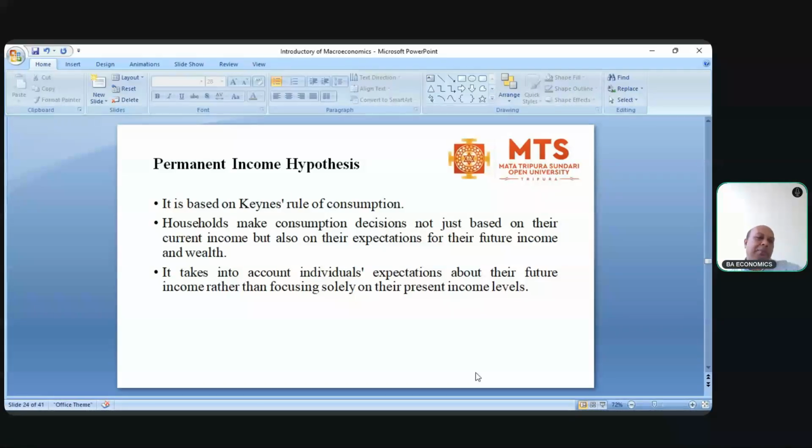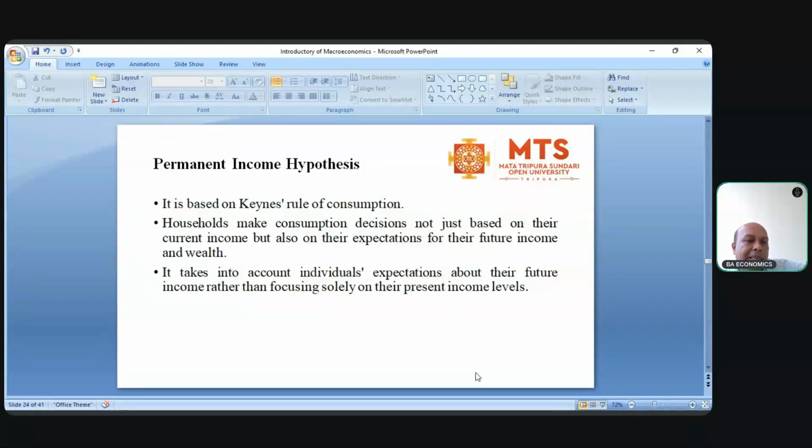So the basic concept of the permanent income hypothesis is that the consumption level of any person depends not only on his or her current income, but also on the future income of that person. So if any person thinks that in the near future income and wealth will increase, then it directly affects the current consumption level. So it is assumed that current consumption level will increase.